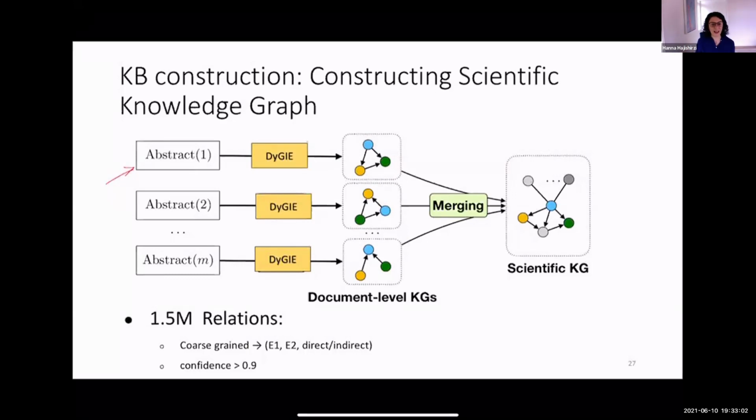But on the other hand, we are interested in building larger scale knowledge graphs by connecting these different pieces of smaller scale knowledge to build a domain specific knowledge graph. In particular, we've done it for the computer science domain and also for COVID-19. Our COVID-19 knowledge graph consists of 1.5 million relations, where we extract the relationships that we are highly confident about. Good.